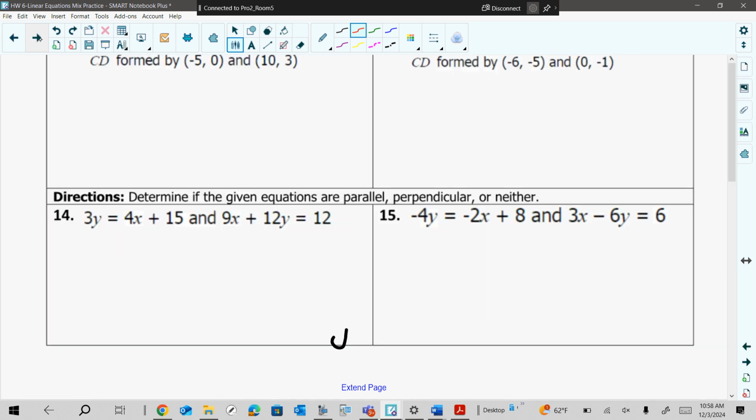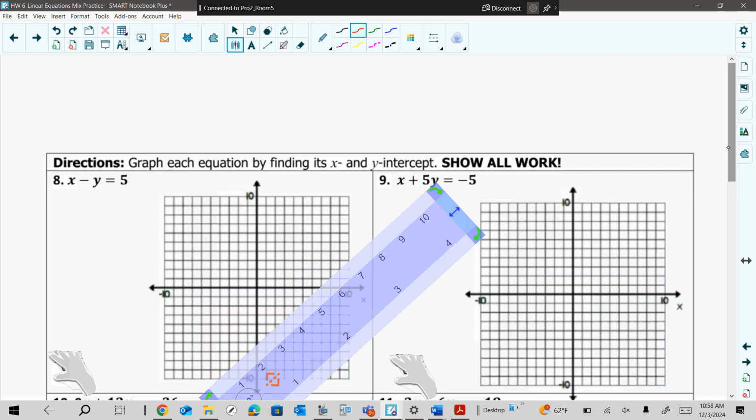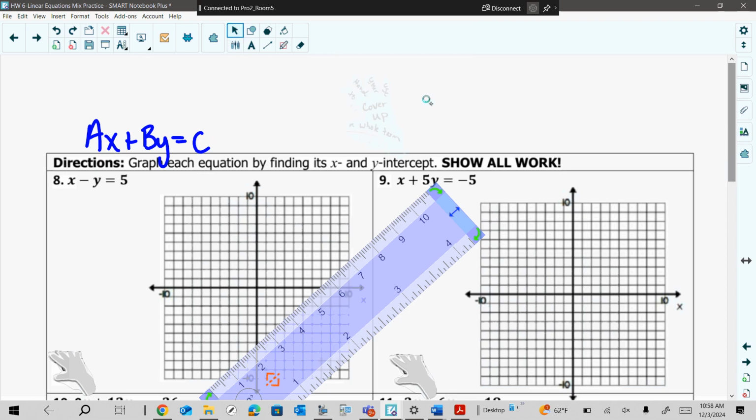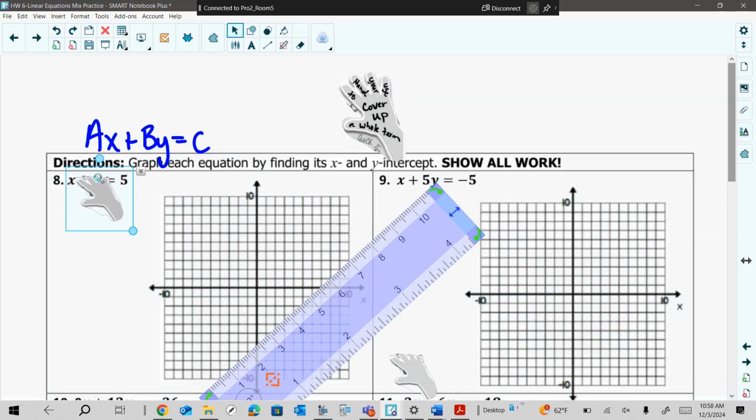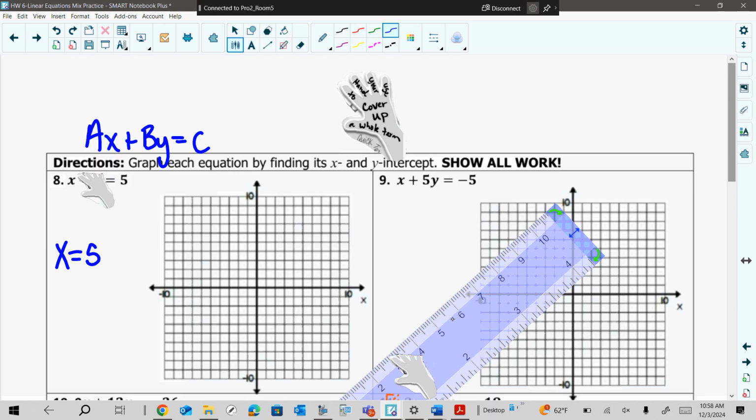ax plus by equals c. It is in standard form on the back. Yes, it is in this form. You are correct. But who remembers the shortcut to graph? Just cover up and then solve for the other. If x equals 5, so I cover up the y here, that means my x-intercept is just 5. And then cover up the x, it's -y, so would that be -5? Yes, it would end up being -5.